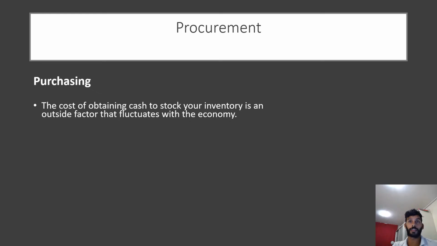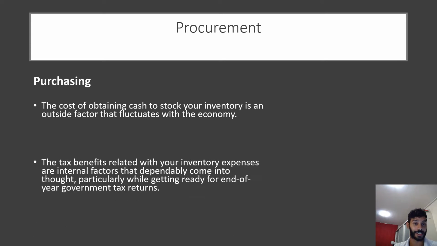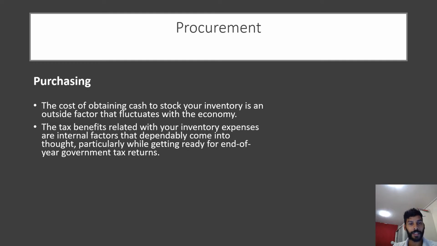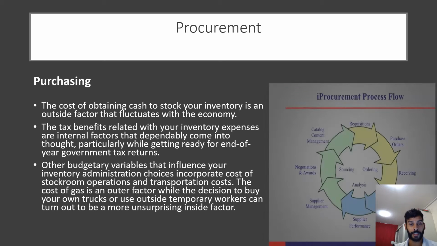As the higher the inflation is, there'll be an increase in costs and increase in prices for the inventory. This means that purchasing can be lower and much harder to achieve the desired targets. The tax benefits, on the other hand, will be internal factors, which dependably come to thought during the end of year government tax returns, i.e., the higher purchasing, the more tax that the company will have to incur as well.